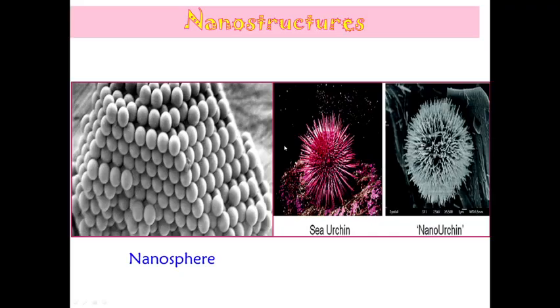I'm just introducing you to certain nanostructures that scientists have synthesized in their laboratory. Here this is a nanosphere, just like eggs. Nanospheres can be made by synthesis methods. And this is the sea urchin, the original sea urchin. People were able to make a nano urchin. The sea urchin is imitated synthetically. It is a nano urchin.